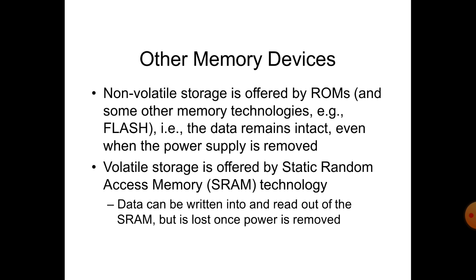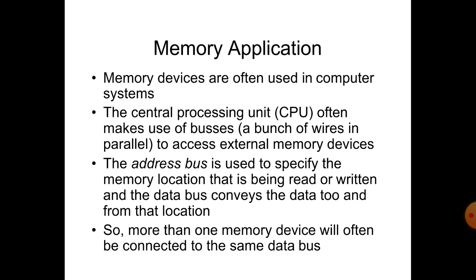In RAM we have two types, that is static RAM and dynamic RAM. Static RAM is volatile storage, and data can be written into and read out from the SRAM but is lost once power is removed. Now memory application. Memories are used in computer systems. The central processing unit, CPU, often makes use of buses, a bunch of wires in parallel, to access external memory devices. So the address bus is used to specify the memory location that is being read or written, and the data bus conveys the data to and from the locations.